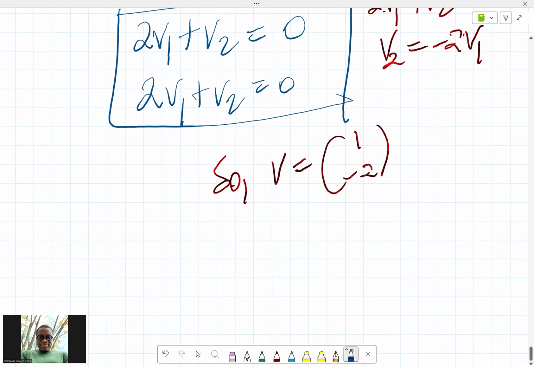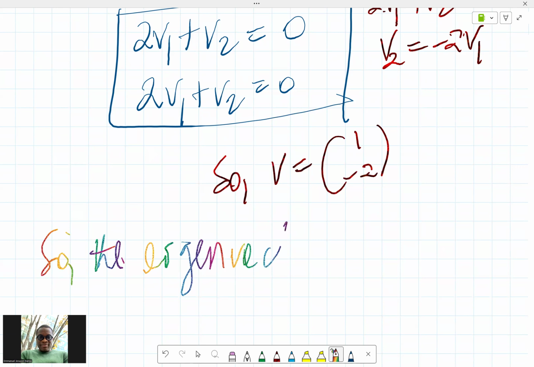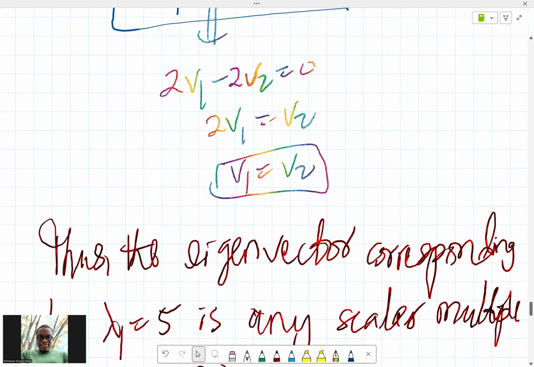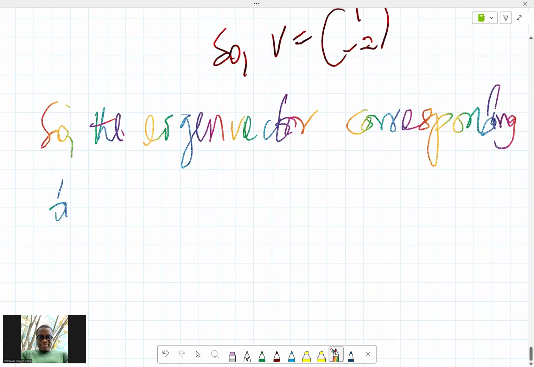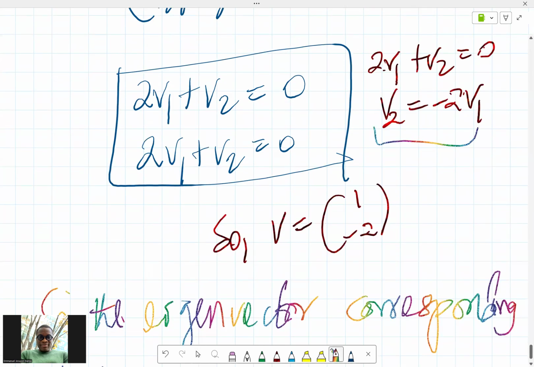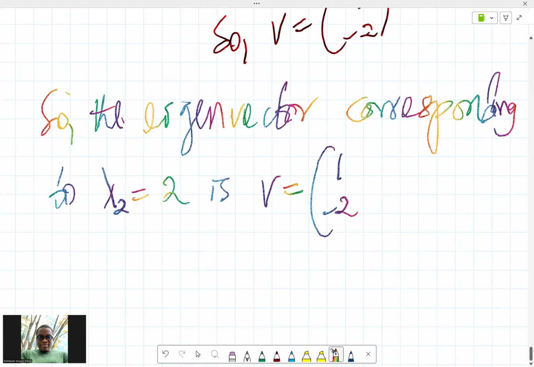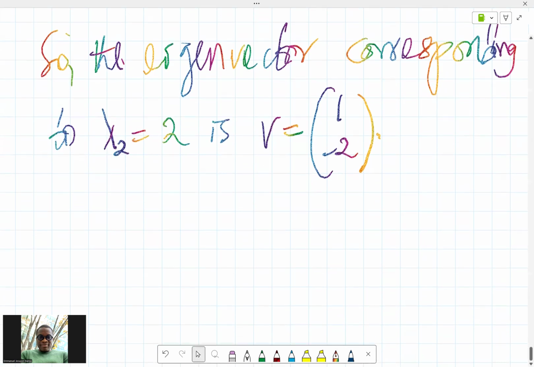So you can conclude the eigenvector corresponding to lambda 2 equals 2 is v equals, based on this, V2 is minus 2 multiplied by V1. So if V1 is 1, V2 is simply minus 2. So any scalar multiple of this is correct. If you multiply by 2, you have 2, minus 4, like that. So that's all we have right there.